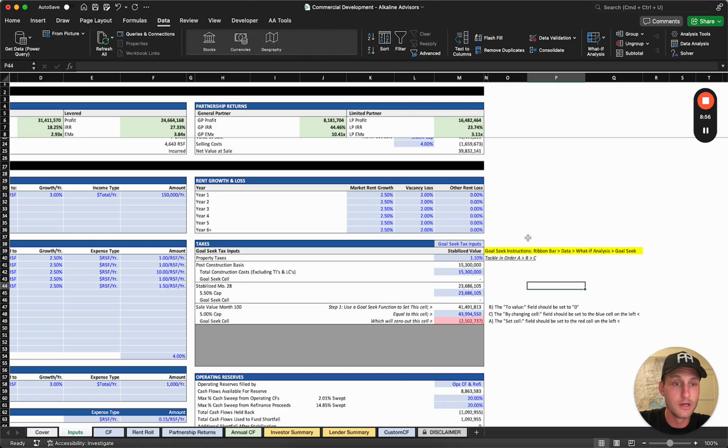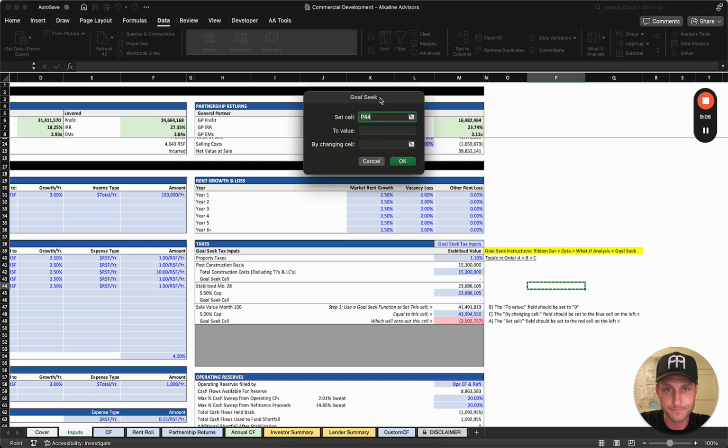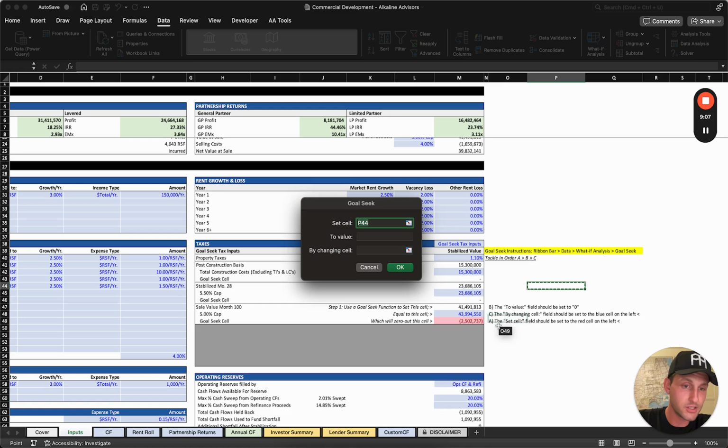We can go to the ribbon bar. We go to data, what if analysis, and goal seek. So we click that data button. We click this what if analysis, and then we click goal seek. So it shows us instructions, right? Step 1, right? Let's tackle in order A, B, and C.